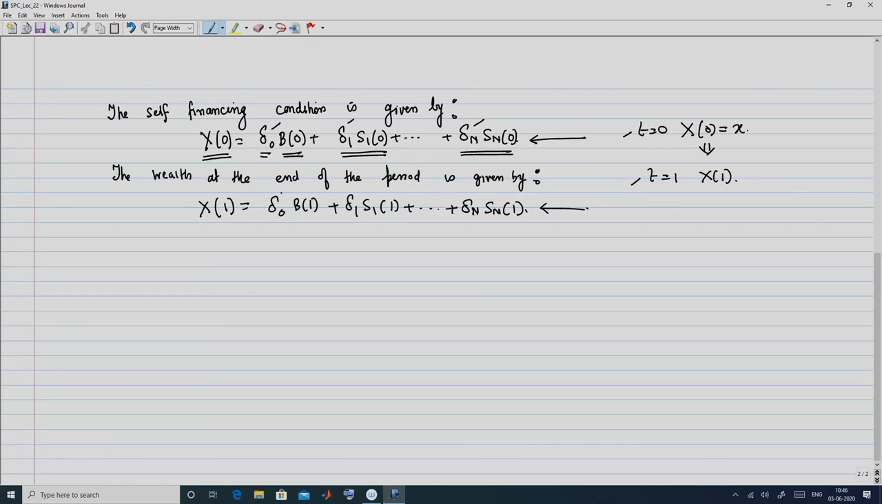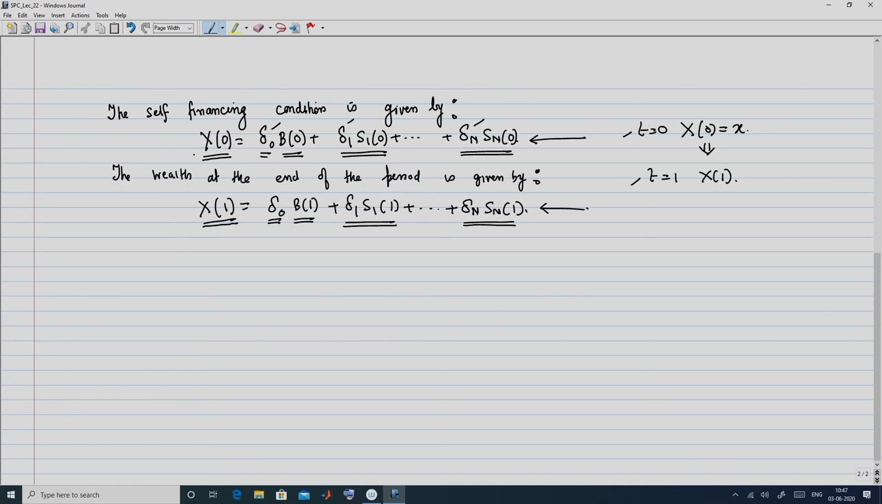So, accordingly, the wealth at the end of the period is given by delta naught into the price of the bond at time 1, which is B1, and then all these delta i's with the price of the stock Si being Si of 1. So, you add this up and this will give you the value of the portfolio at time t equal to 1.